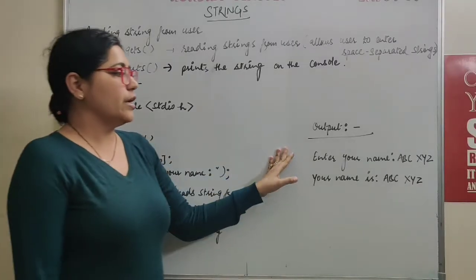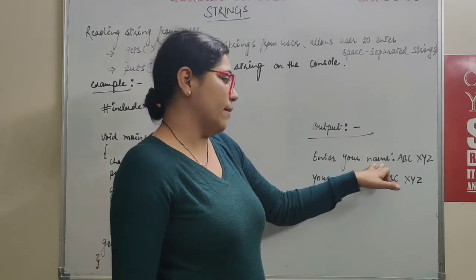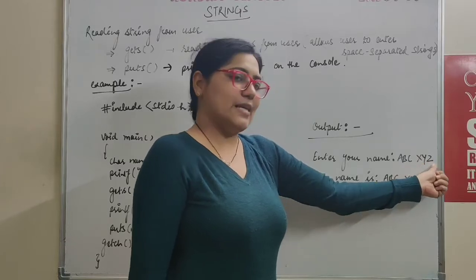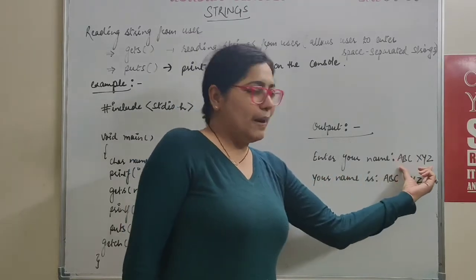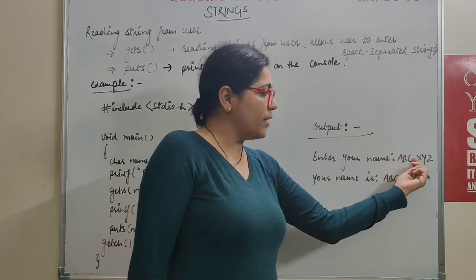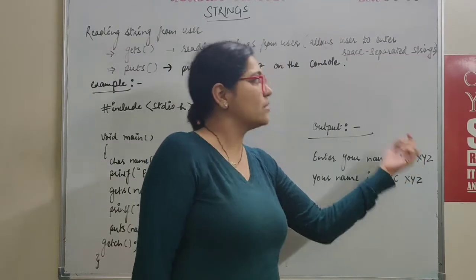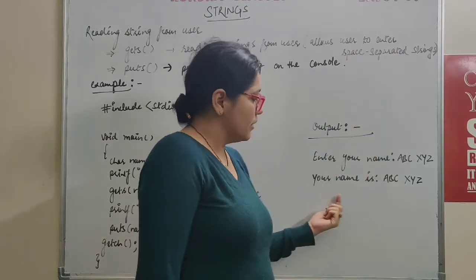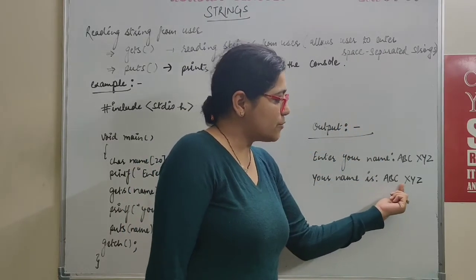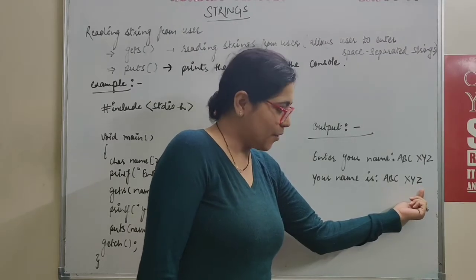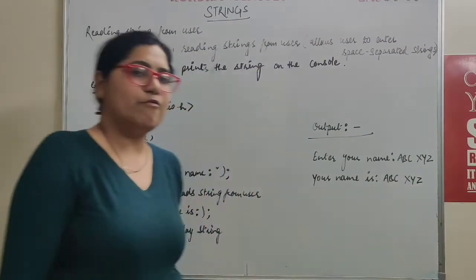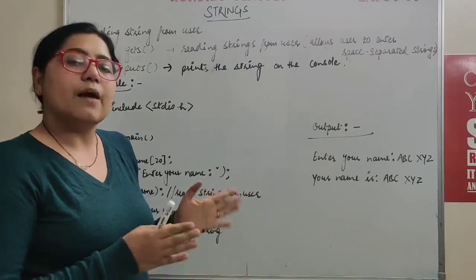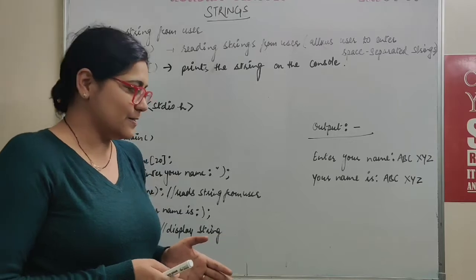You can see the output. Enter your name. It's A, B, C. I've given a space after this, then X, Y, Z. It will take the complete input, and will not terminate the string as soon as it gets spaces, because it allows user to enter space separated strings. So your name is ABC XYZ. So this will not be a problem for you like in the scanf statement. It can read complete strings with spaces.